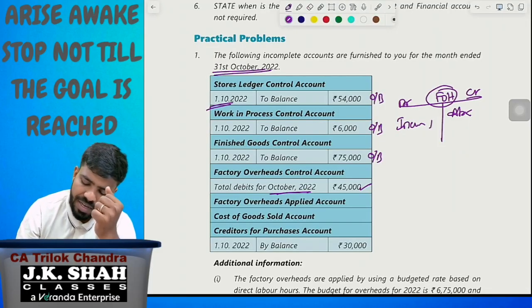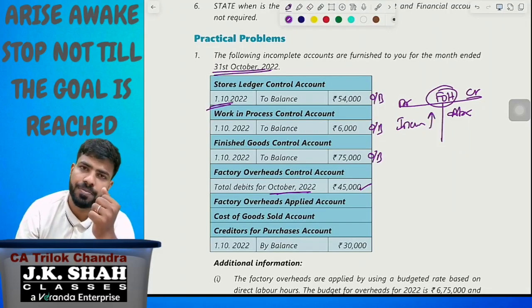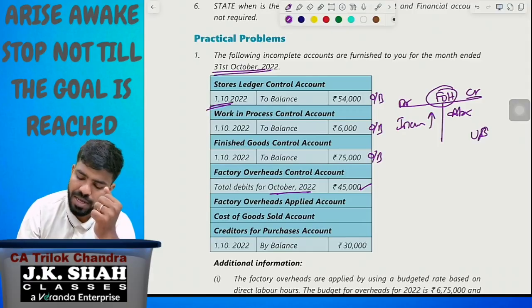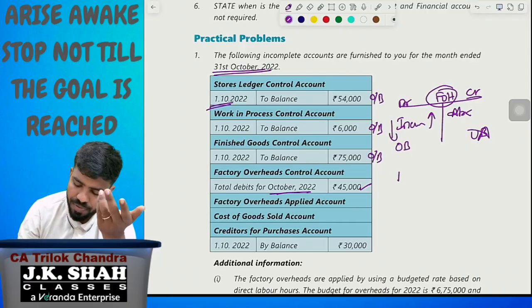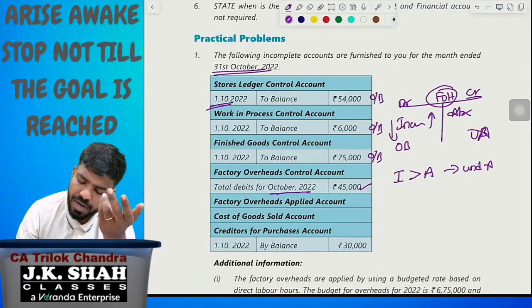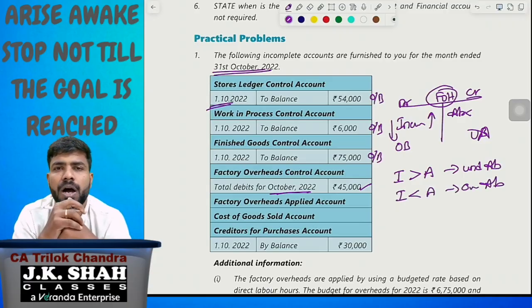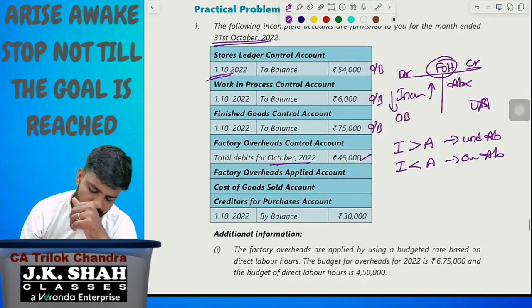Look here. If incurrence is more compared to absorption, that means under absorption. If incurrence is less, then it is called over absorption. Simply, if incurrence is greater than absorption, it is under absorption. If incurrence is less than absorption, it is over absorption. All of you clear? Okay, next.